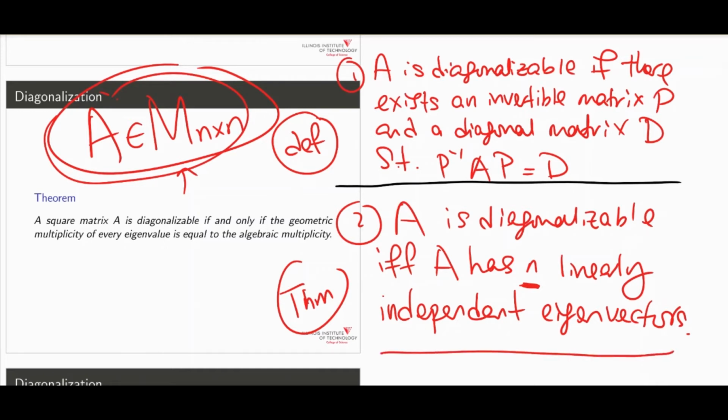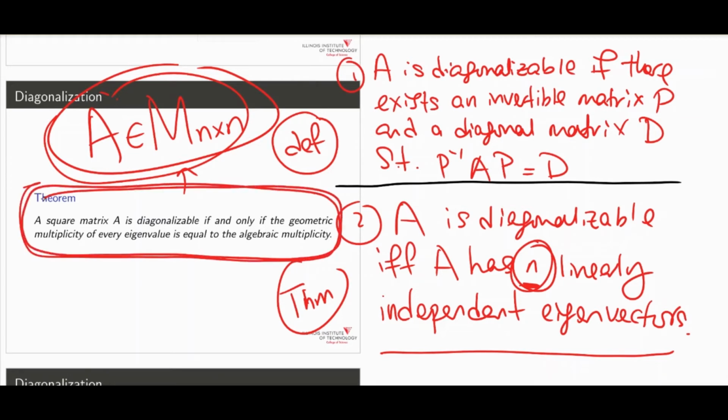So the question now is, how can we guarantee that a matrix A of size n by n can actually have n linearly independent eigenvectors? Number one, does it always happen that way? Number two, how can we tell whether we have enough linearly independent eigenvectors? That question is completely answered by this theorem. The theorem says that a matrix A, n by n, is diagonalizable if and only if the geometric multiplicity of every eigenvalue is equal to the algebraic multiplicity.